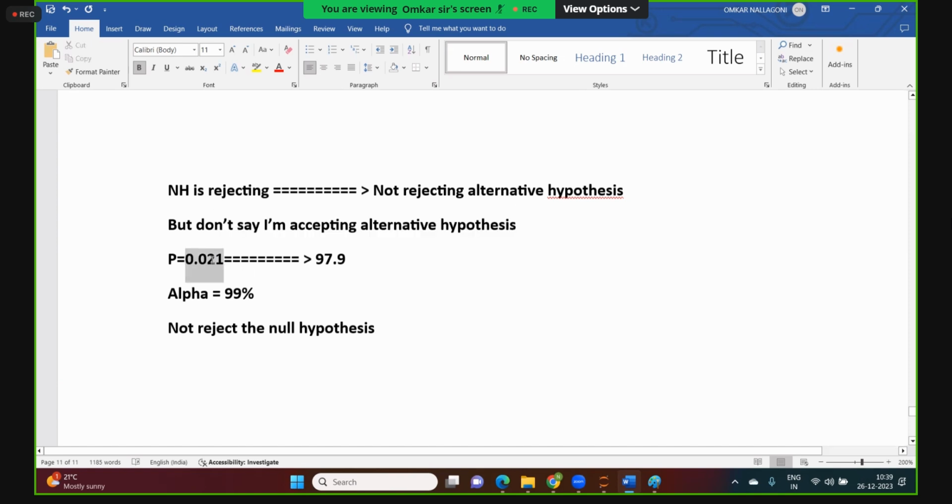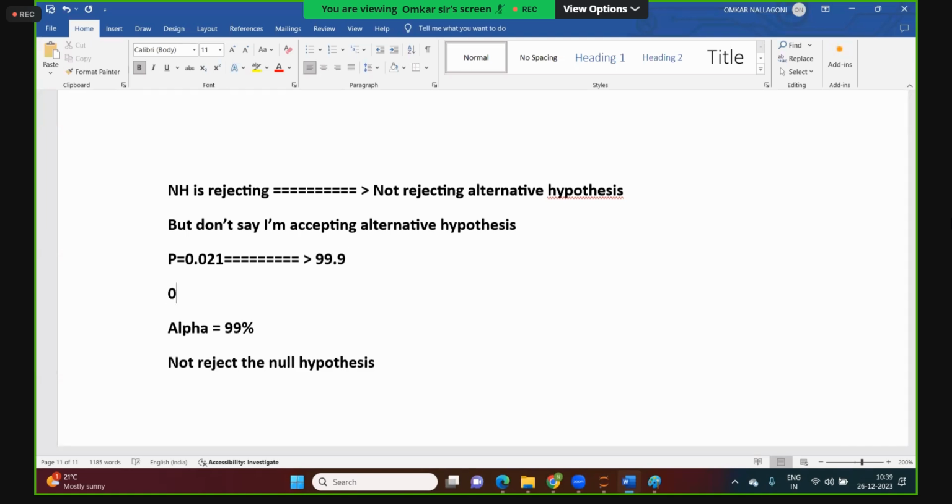So you are saying 0.02 means not 2%. 97.9. Okay. Why would it come as 99.9? 0.021. So 0.021 into how much percentage is that?